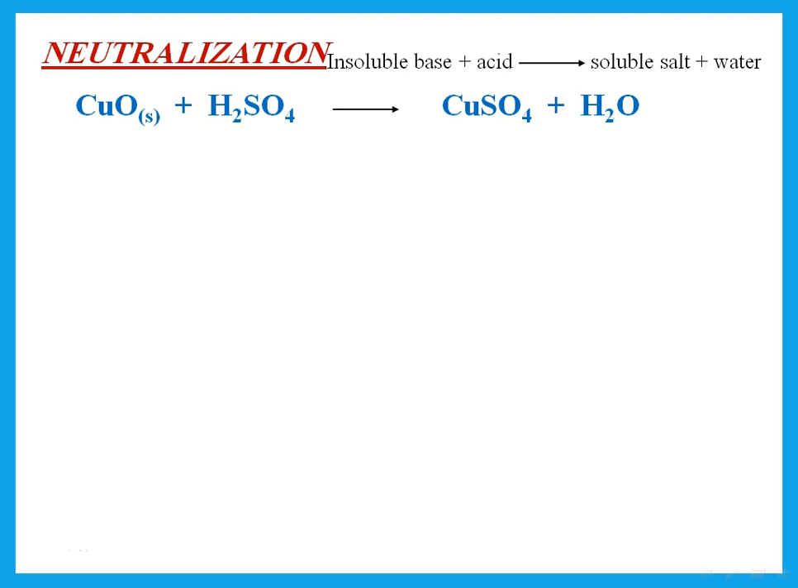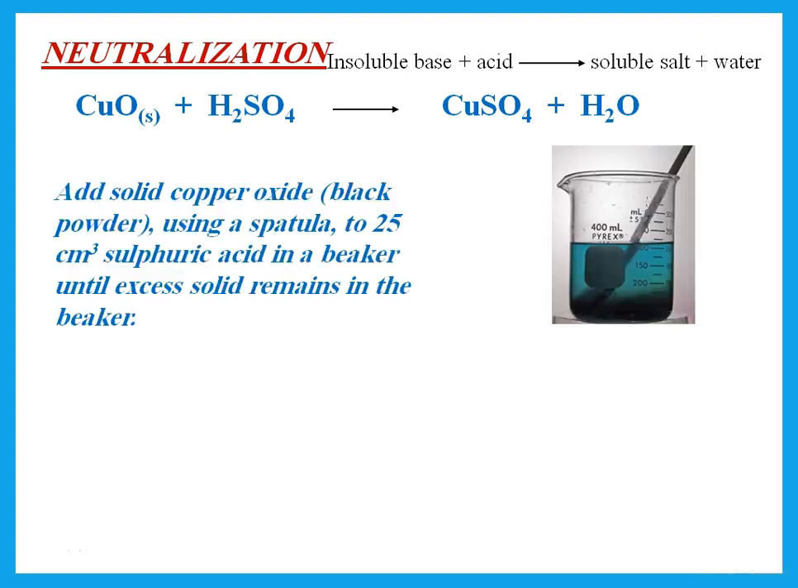Now, this method is different. I'm not doing titration. What I'm going to do is add solid copper oxide using a spatula to 25 cm³ of sulfuric acid in a beaker. And remember, this does not have to be exact. So I'm not going to use a pipette. I could just use a measuring cylinder for the acid. And if he says why, it is because I'm using excess of the other reactant anyway. I'm using excess copper oxide, so I don't need the sulfuric acid exact.